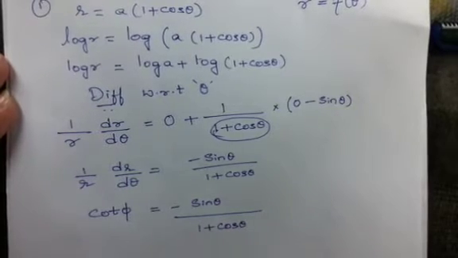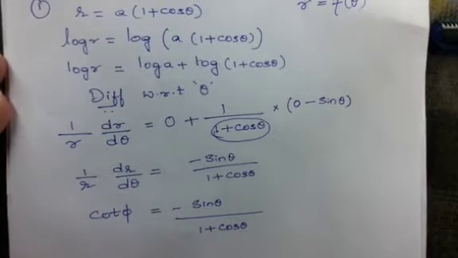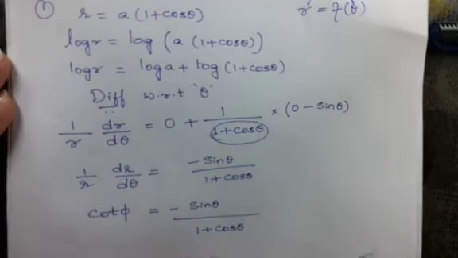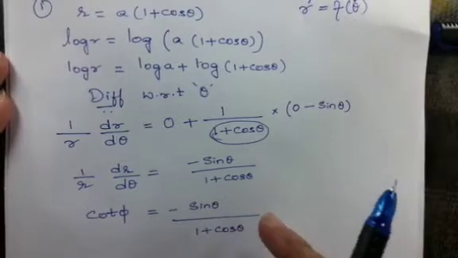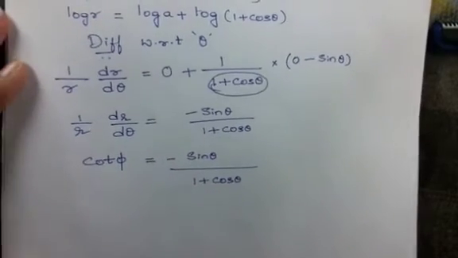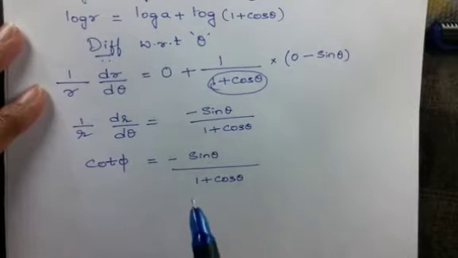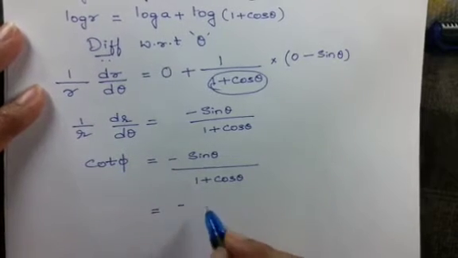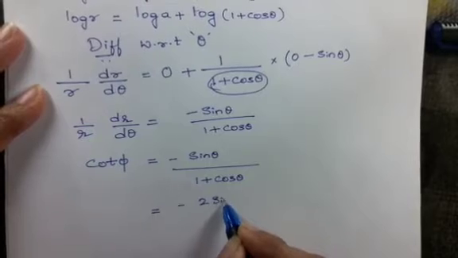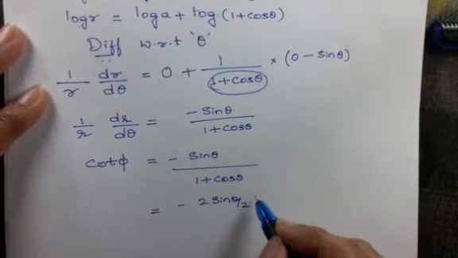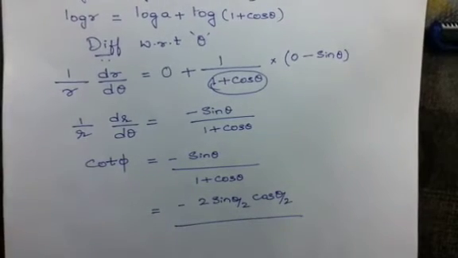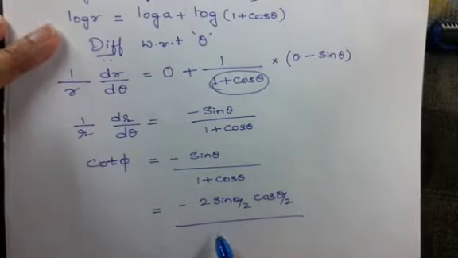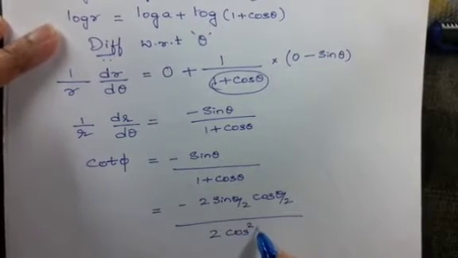What are we finding out here? We are finding out phi, because phi is the angle between the radius vector and tangent to the curve, correct? To find phi, I have to simplify the terms on the right hand side. What is sin theta, what is 1 plus cos theta, I have to simplify in terms of allied angles. I have given you already that sin theta is 2 sin theta by 2 cos theta by 2, divided by 1 plus cos theta, which is 2 cos square theta by 2, correct?